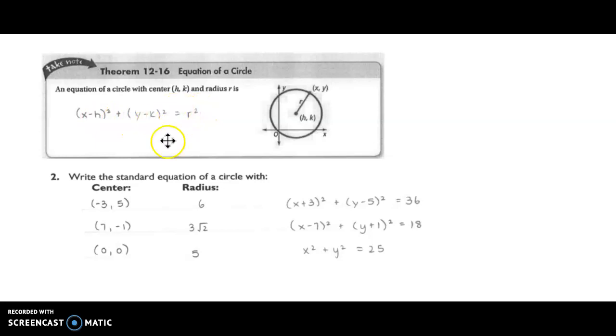Here are a couple quick examples. If the center is at -3, 5, that's going to be an x plus 3, so the signs change, and an x minus 5. It's always a plus sign in the middle, okay? And then the radius is 6, so it's actually 36, so 6 squared.